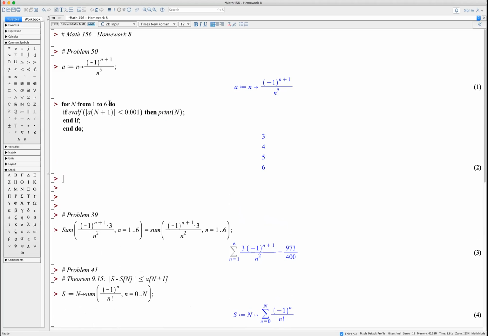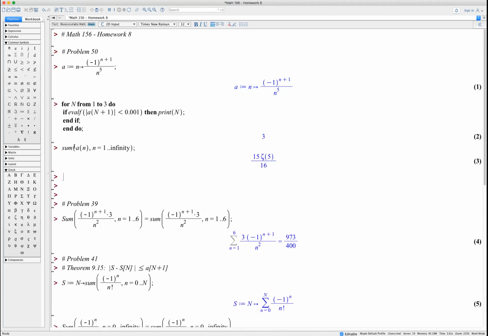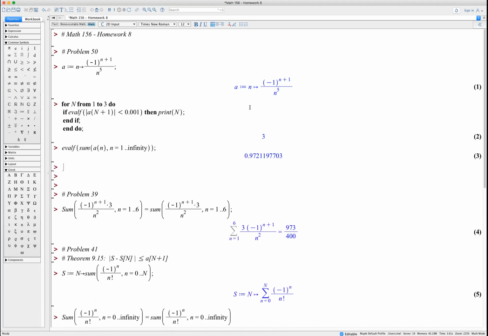But just to check, I'm interested in the sum of a of n, n goes from 1 to infinity, as a decimal. So if you sum this infinite series, you get this number.